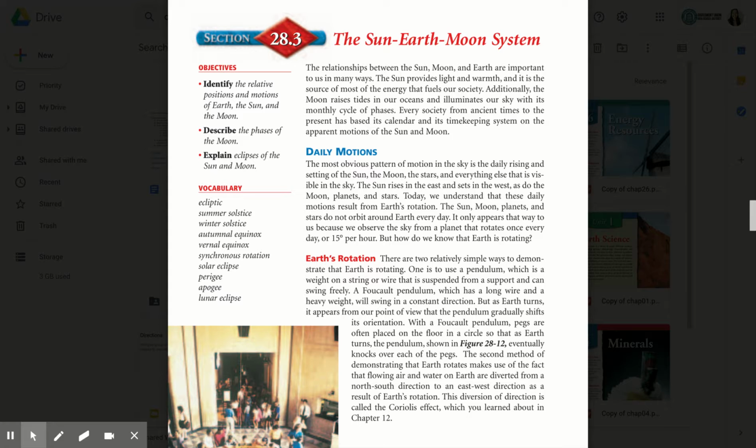Today we understand that these daily motions result from Earth's rotation. The Sun, Moon, planets, and stars do not orbit around Earth every day. It only appears that way to us because we observe the sky from a planet that rotates once every day, or 15 degrees per hour. But how do we know that Earth is rotating? Earth's rotation.